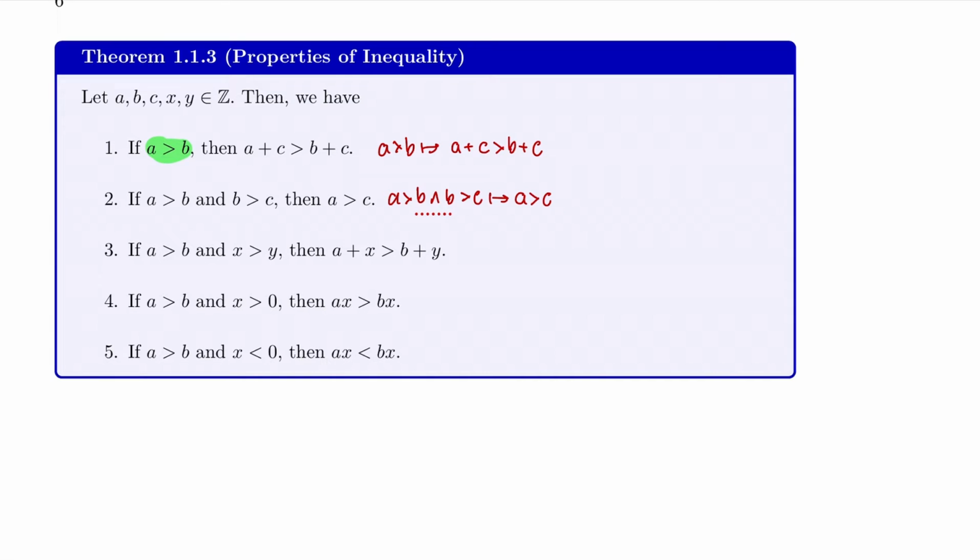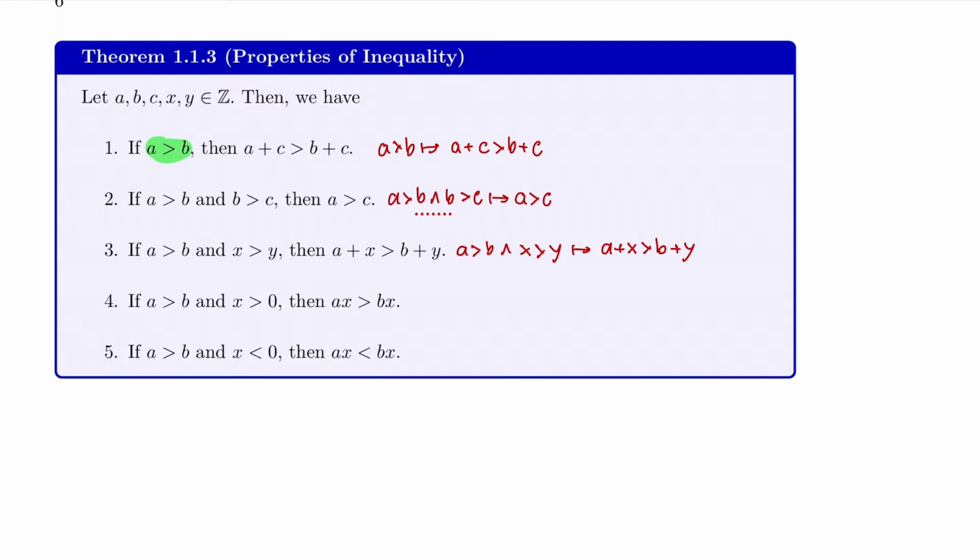Number three, if a is greater than b and x is greater than y, then since x is greater than y and a is greater than b, we can have a plus x greater than b plus y, like this.